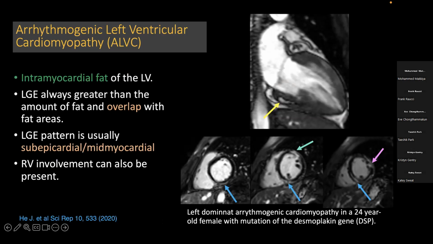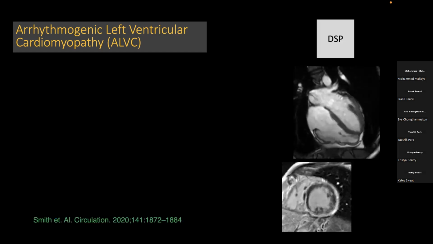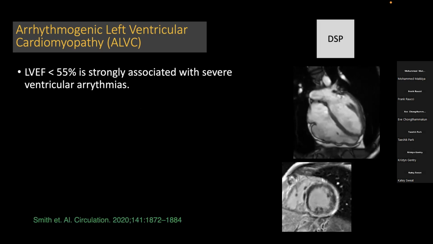So the characteristic, just remember, is the presence of intramyocardial fat of the LV. LGE is overlapping the areas of the fat deposition. RV enhancement or RV involvement can also be seen in some patients. Sometimes it's overlapping, a mixed arrhythmogenic left and right ventricular cardiomyopathy. That's why it's very important that we remember some of the differences, and we need more criteria for the diagnosis.